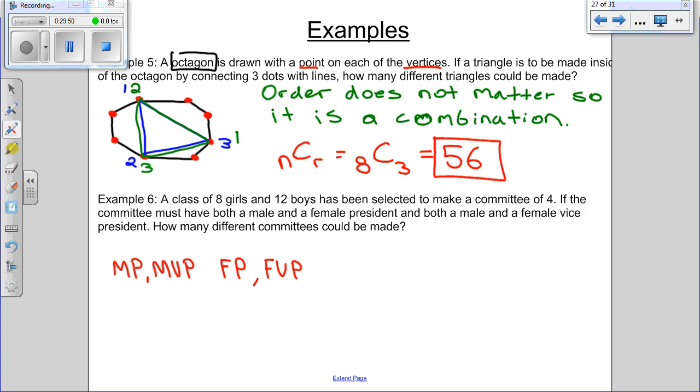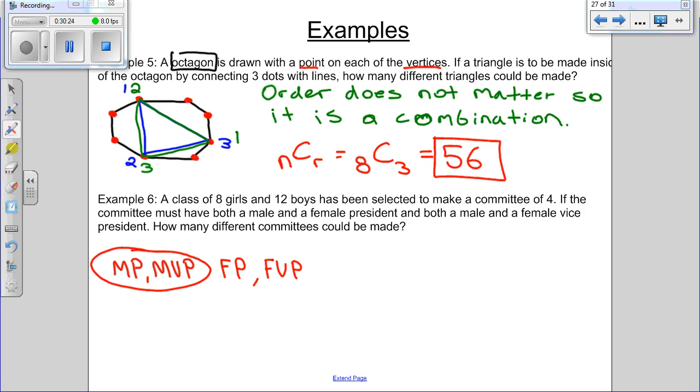The way I'm going to do it is I'm going to view this as like two separate committees, right? This is my committee for the males, this is my committee for the females. And I'm going to somehow mash those things together. So if I pretend, all right, how many ways can I select just the males for president and vice president? The first thing I'm asking myself, permutation or combination? It's a perm. Why is it a perm? The order matters because they have a role to play. Order matters. So it's a permutation.